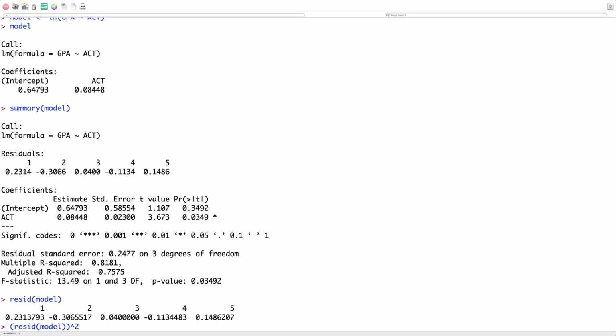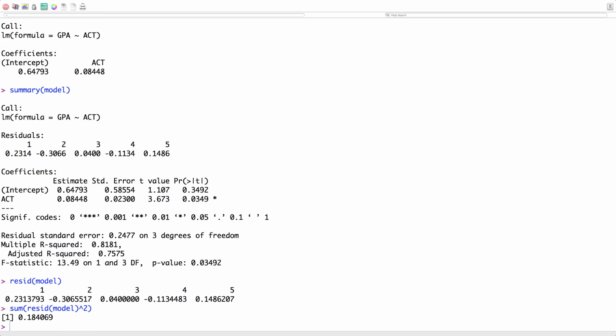And of course, that's not what I want to do. I want to sum up the residuals of the model squared. When I get that, my sum of E sub i squared is going to be 0.184069. N minus 2, that's a really easy one.